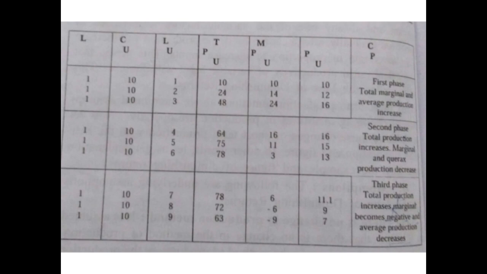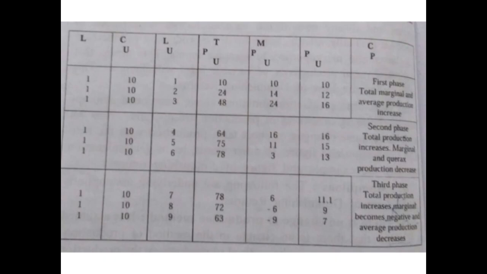Now I am going to explain the table. From the figures given above, it can be seen that if land and capital units are kept constant and only the units of labor are increased, in the first phase total production increases. So here, as I stated above, we are keeping land and capital units constant, but we are increasing the number of laborers. So what happens in the first phase? In the first phase, total production is increasing.